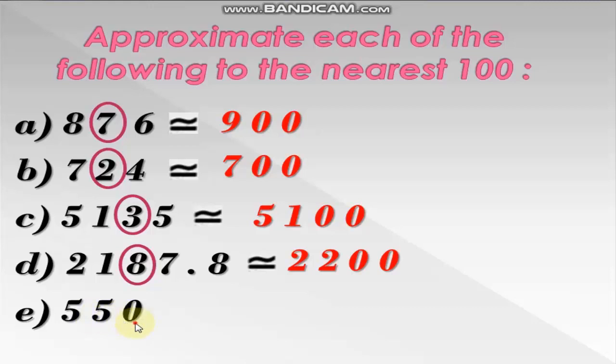Letter E. 550. Hundreds here is number 5 and tens here is number 5. We say if it's 5 or more than 5, we replace the tens and the units by two zeros and add 1 to the hundreds. So 550 approximated to the nearest hundred is 600.